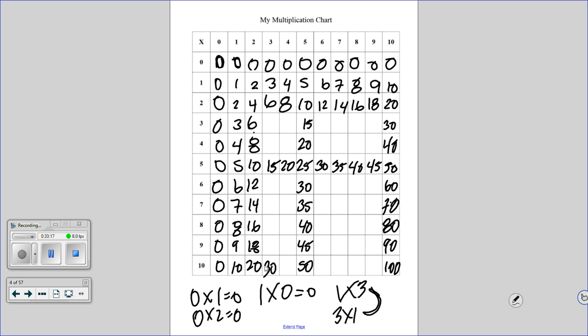10 times 4. 40. 10 times 5. 50. 10 times 6. 60. Gabriella, get in control of yourself. Sorry. 10 times 7. 70. 10 times 8. 80. 10 times 9. 90. 10 times 10. 100. Once you've gotten your mini multiplication chart filled out, you may clear your desk of all math things.